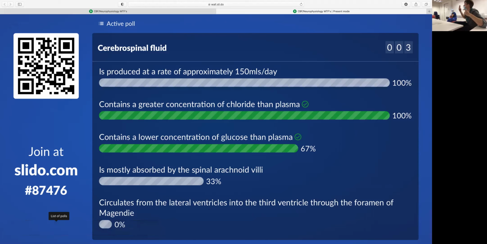Great, and then through the cerebral aqueduct. The Sylvian aqueduct, yes, into the fourth ventricle. Great. And then out through the foramina of Luschka and Magendie. Yeah, brilliant. Perfect. Absolutely nailed it. Great work.